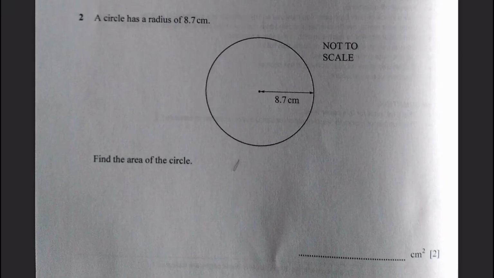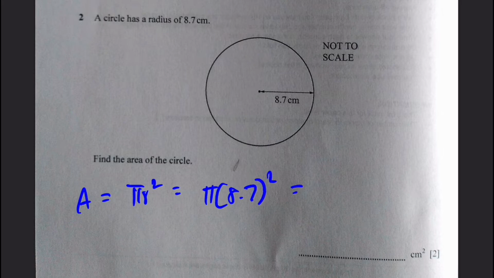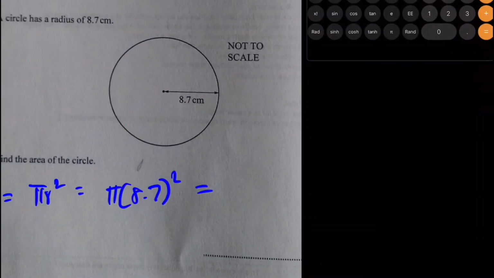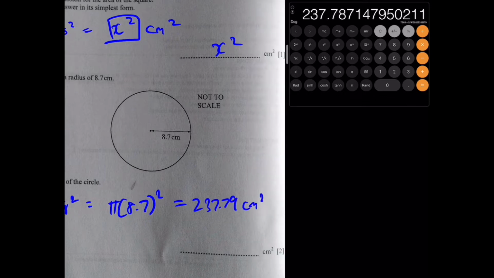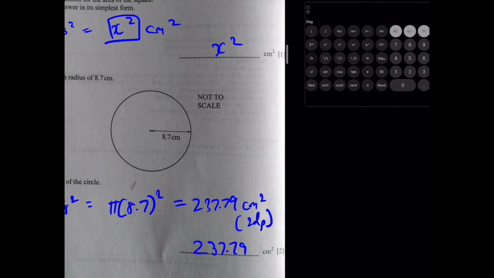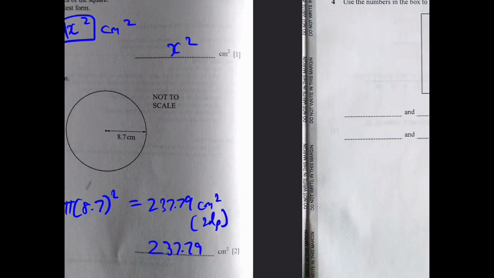A circle has radius 8.7 centimeters. Find the area of the circle. Area will be pi r squared for a circle, so that will be pi times the radius 8.7 squared, which is, let's get our calculator out, 8.7 times 8.7, that's y squared, and then times pi. That will be 237.79 centimeters squared to two decimal places. You can put it to any other degree of accuracy as well. I just put it to two decimal places. That's our answer. Let's go to question 3.